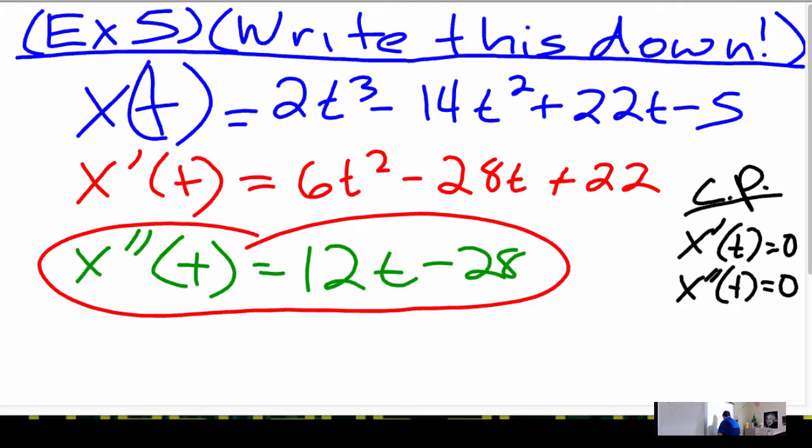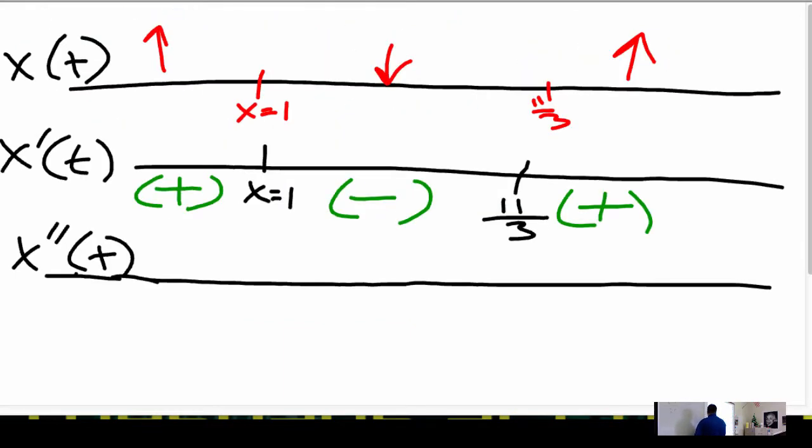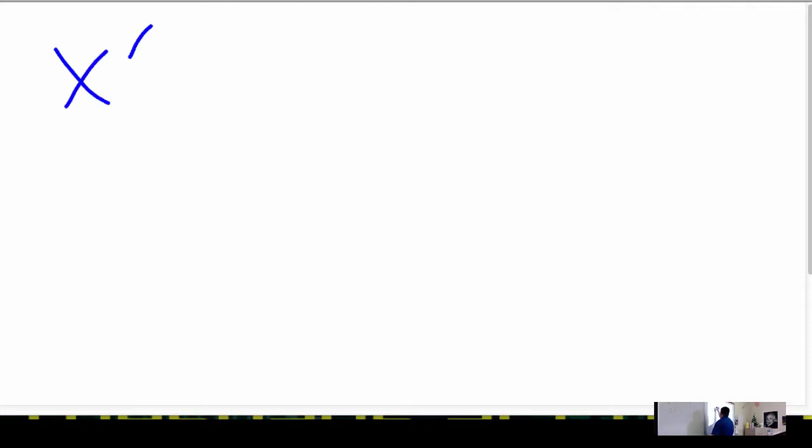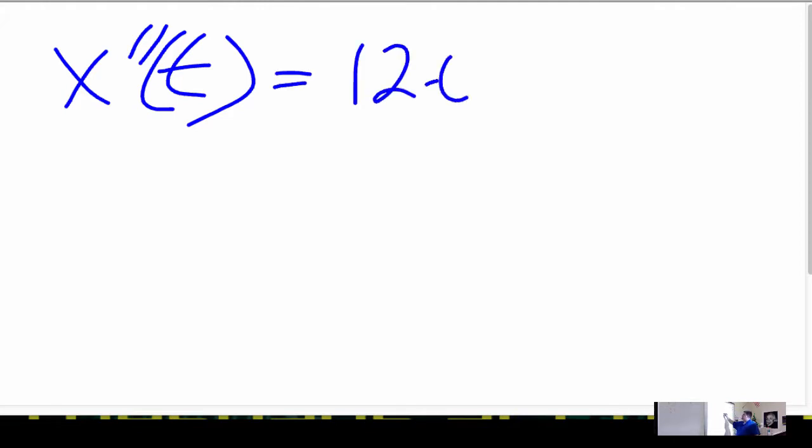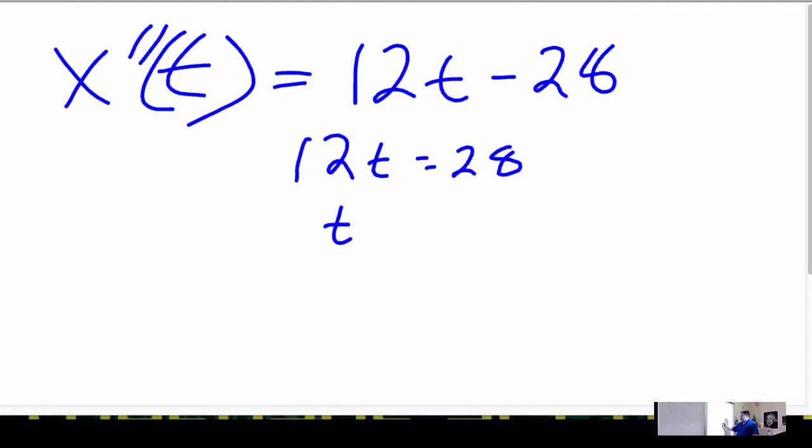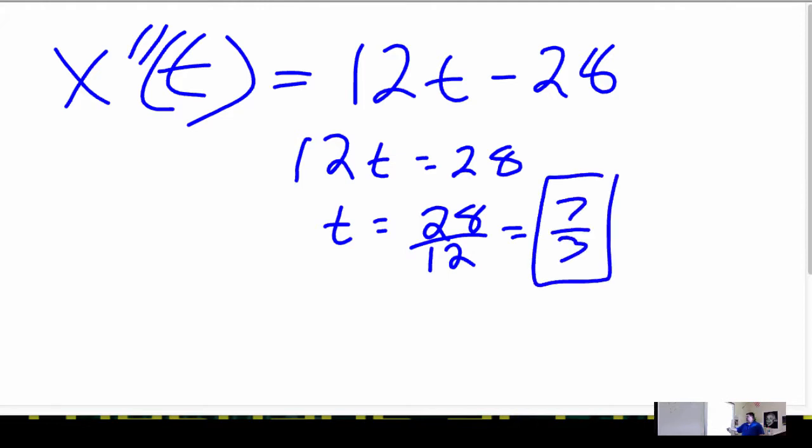Okay. So let's write that down and go through the process. I already know what it is, but let's write it down. So x double prime of t is equal to 12t minus 28. I suppose I could use the calculator for that. But we know that it's 12t equals 28, or t is equal to 28 over 12. And if you divide the top and bottom by 4, you get 7 over 3, right?